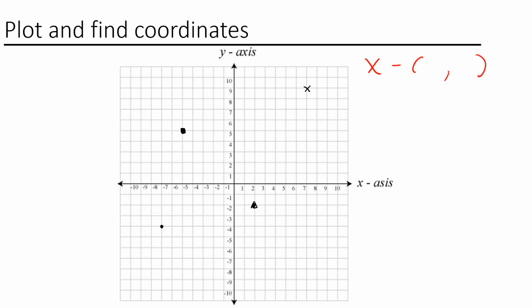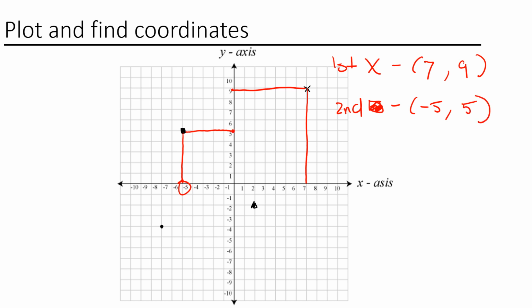It's in the first quadrant, so both numbers are going to be positive. It's on this line here, so my x is going to be 7, and my y is going to be 9. The little block that I've drawn there, that's the first quadrant. So this would be the second quadrant. If I track down, you can just do lines like that. You can see that my x is going to be negative 5 and a y of positive 5 goes there.